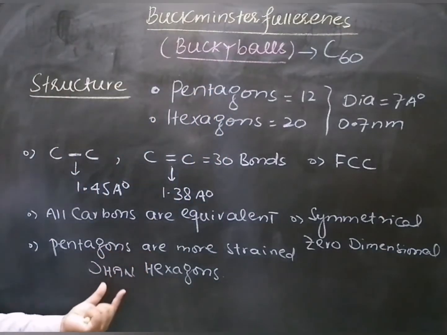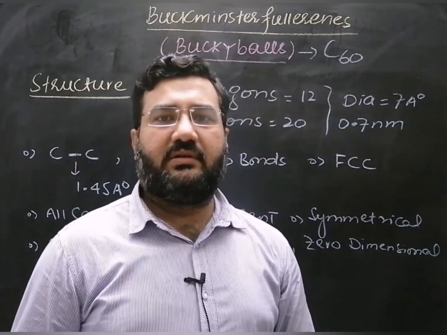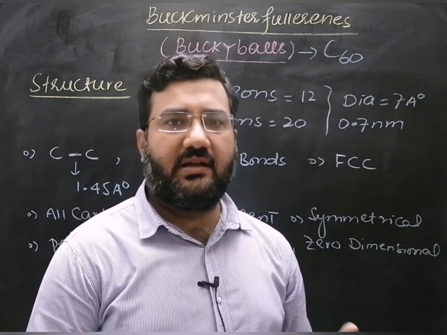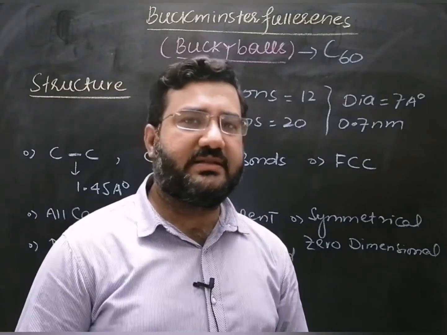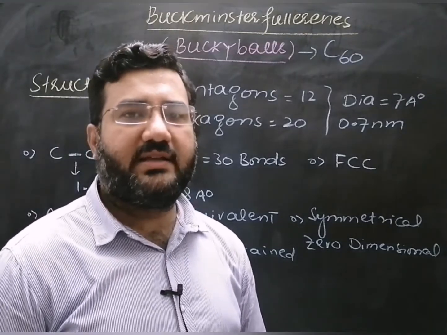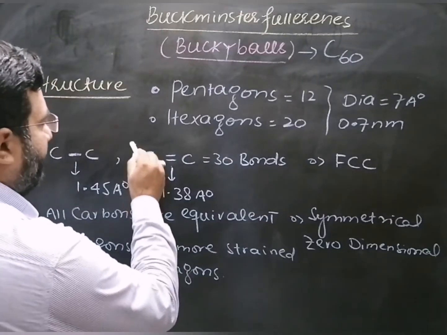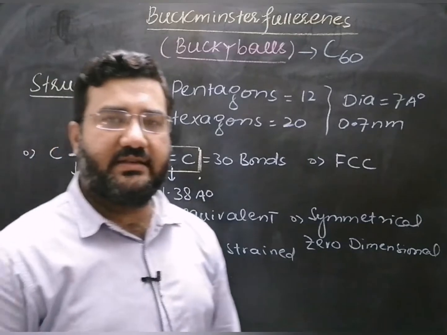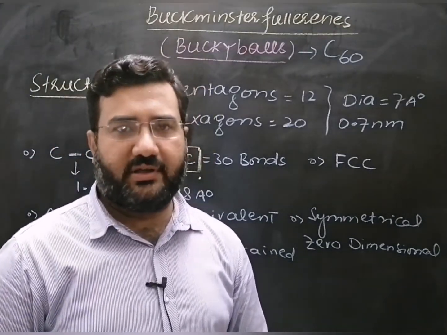Pentagons are more strained than hexagons. So if the temperature is increased, the C60 buckyball can break at the pentagonal sides, because pentagonal rings are more strained and more unstable as compared to hexagons. All the carbon-carbon double bonds are present in the hexagonal rings. Pentagonal rings avoid having carbon-carbon double bonds.